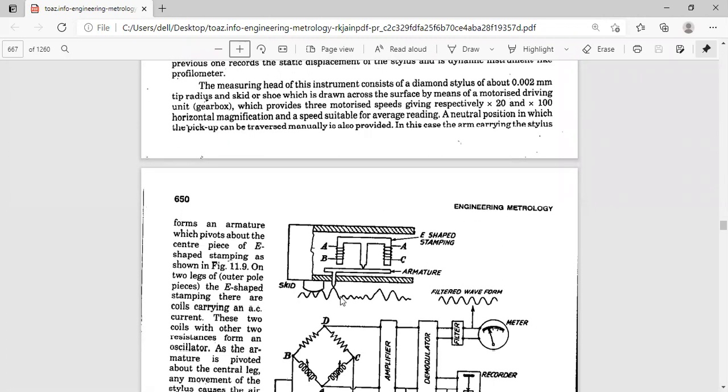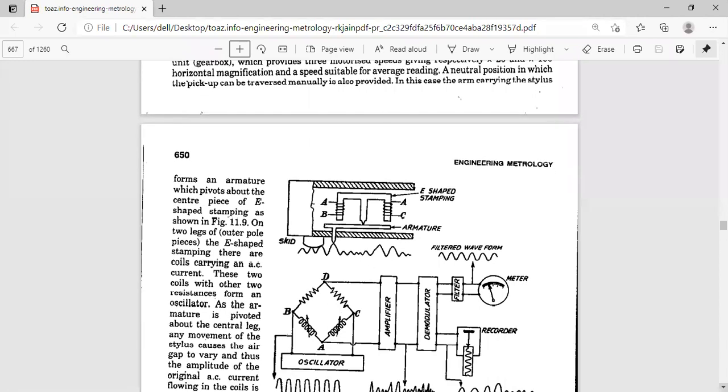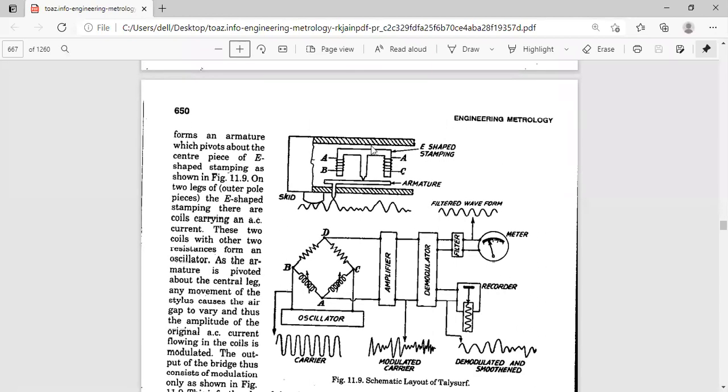And here you have an E-shaped stamping, which has two coils at either end of the legs, and this is the central leg, which will be touching the armature. This is the principle of the current generative type. It will have the two outer legs, or you can say the outer pole pieces, which are carrying the coils, and these coils will be carrying an AC current, alternate current, not DC. So the armature is pivoted about the central leg. Okay, this is the central leg.